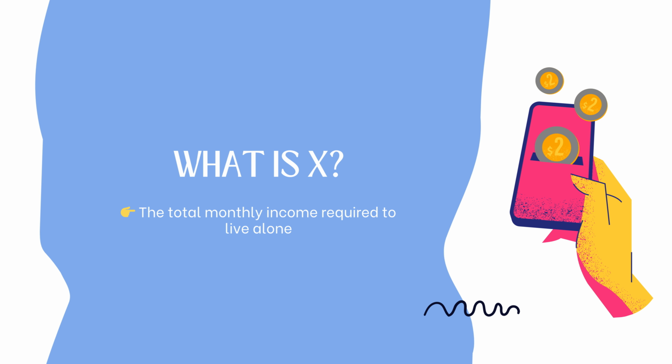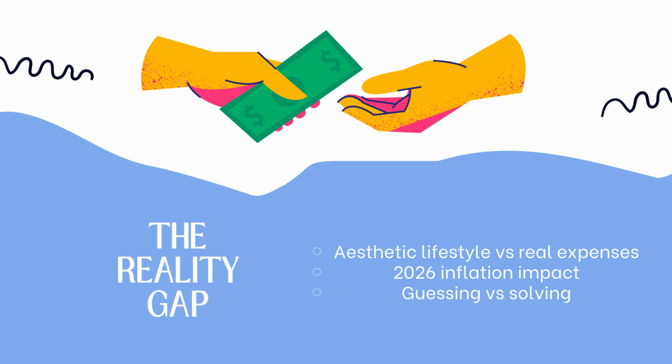In 2026, inflation has quietly rewritten the rules. Rent is higher, groceries fluctuate weekly, utilities spike without warning. So instead of guessing, we build an equation. Let's define X equals total monthly income required, not estimated, not hoped for.